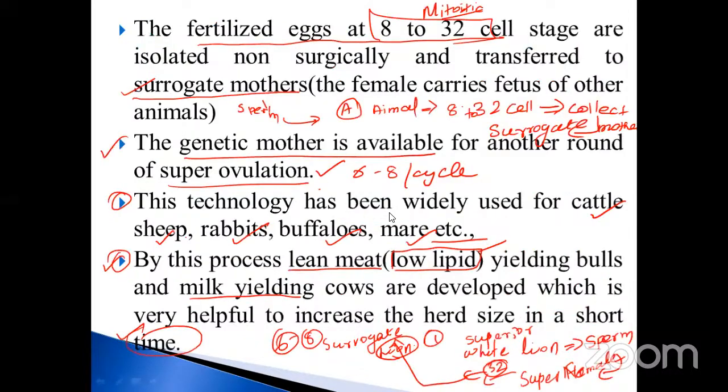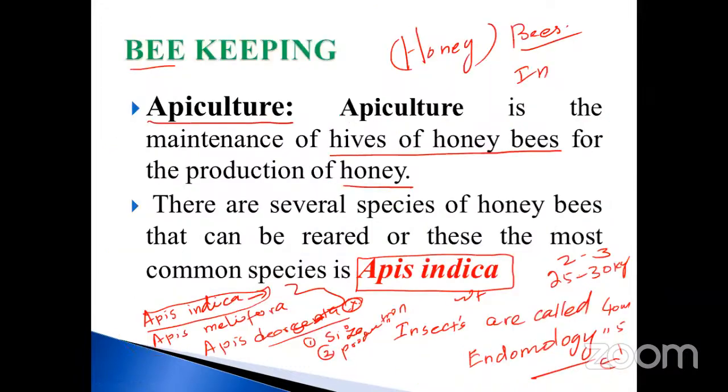After that, the embryo, at the 8 to 32 cell stage, is collected from the mother and transferred to surrogate mothers, which we already discussed. The genetic mother is then available for another round of superovulation. This is widely used for cattle, sheep, rabbits, buffaloes, and so on. By this process, lean meat, low-lipid yielding bulls and milk yielding cows are developed, which is very helpful to increase herd size in a short time.